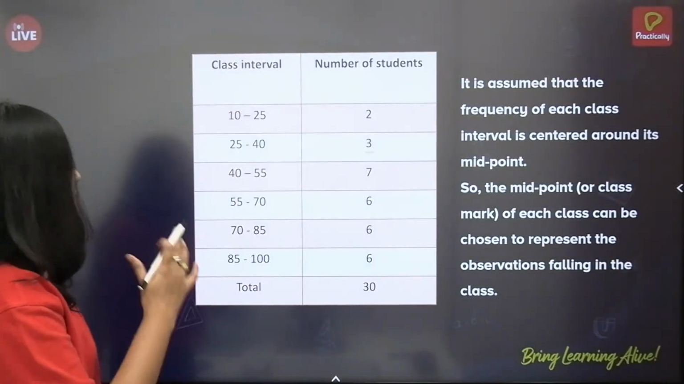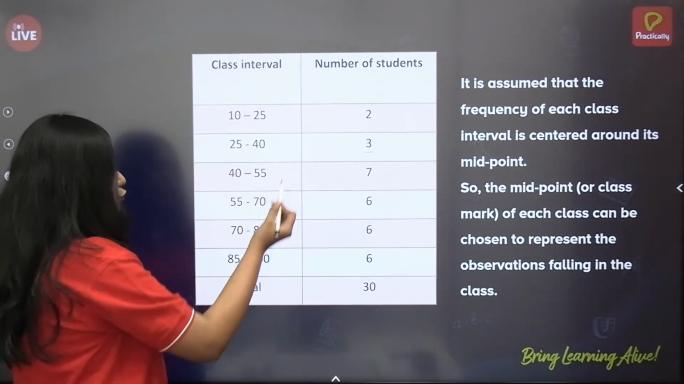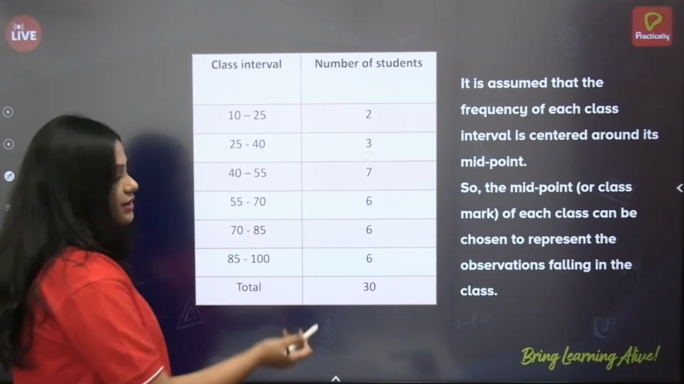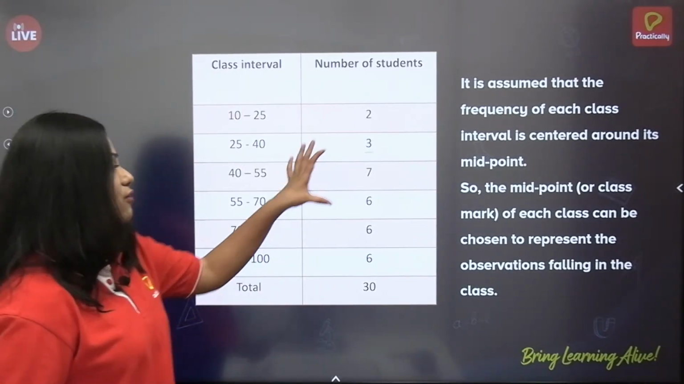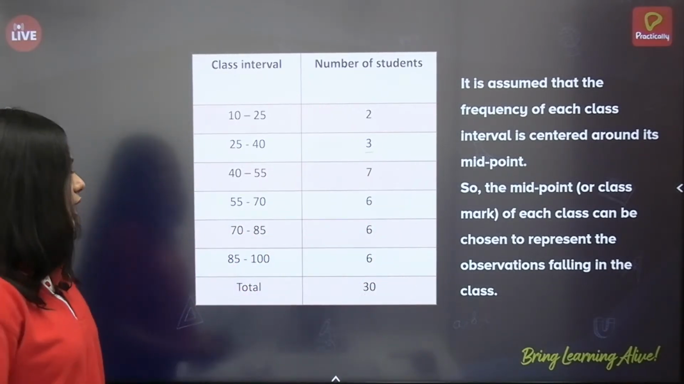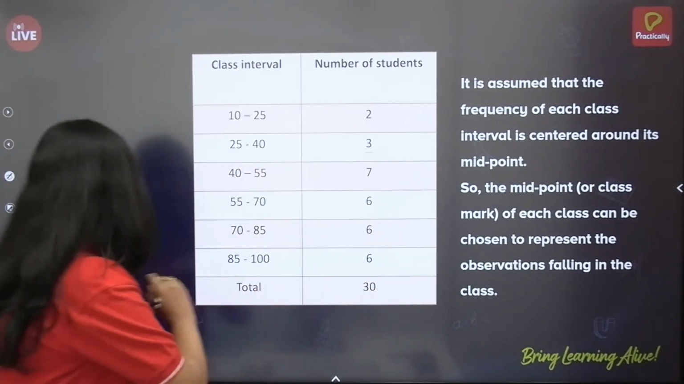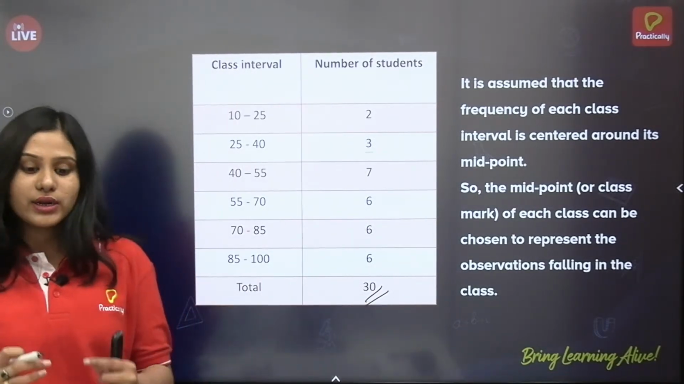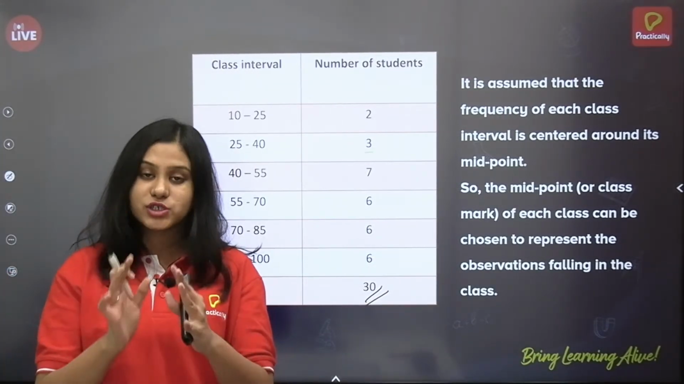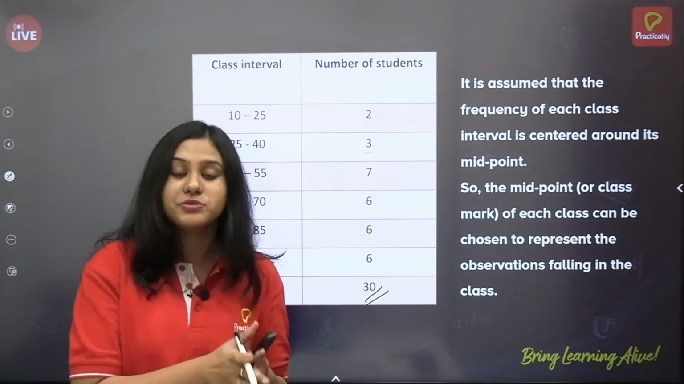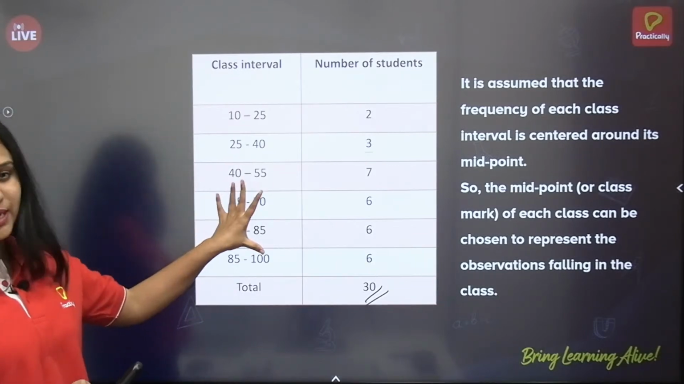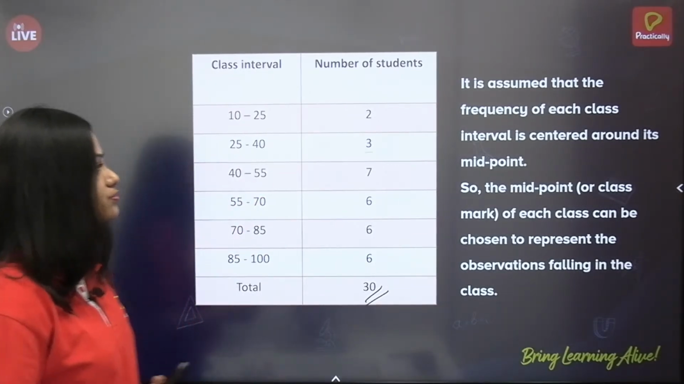Like that, we have categorized 25 to 40, 40 to 55, 55 to 70, 70 to 85, 85 to 100. Now we have also listed the number of students. What are the total number of students? There are 30 students in total. Now what did we actually do? We have just turned the ungrouped data into grouped data. Now this is the table. Now what do we have to do?